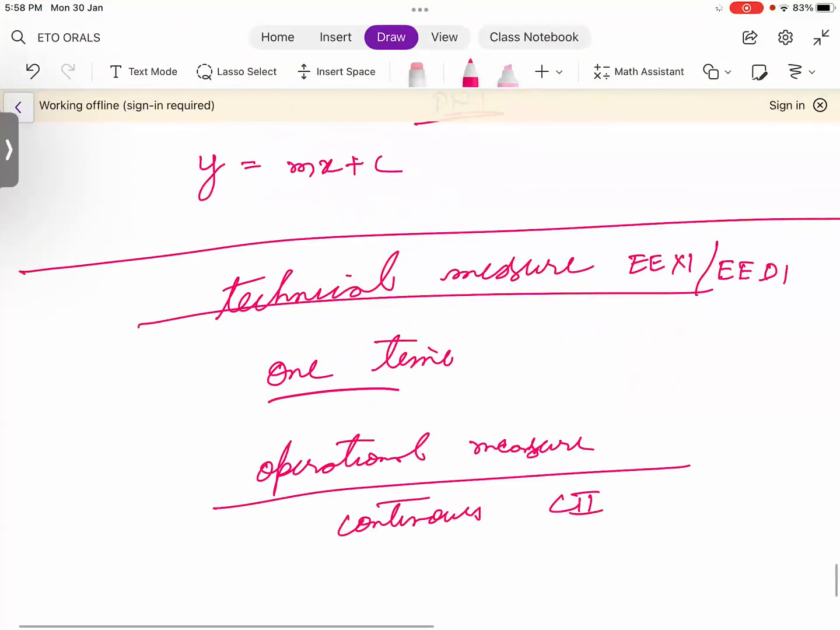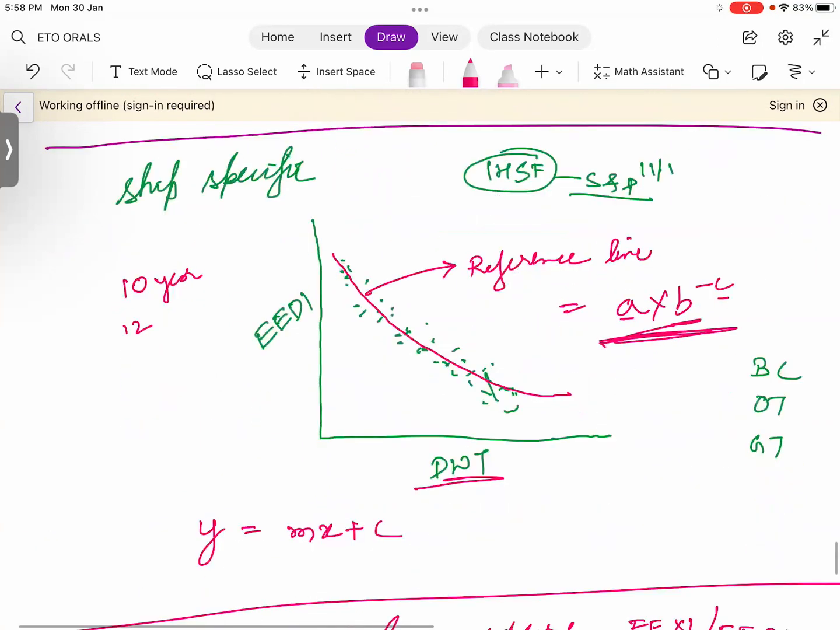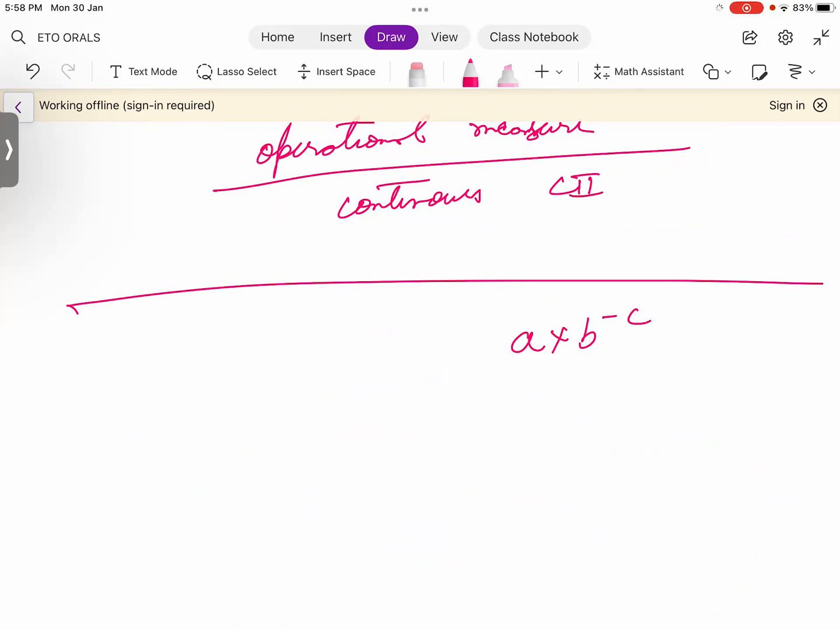I got the exact value. Now I have to take that as a reference. This is my reference line, and I have to do the reduction from it, right? So if you see the actual formula, this is the reference line value.